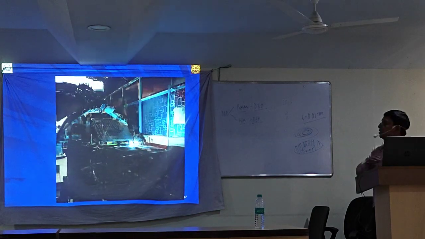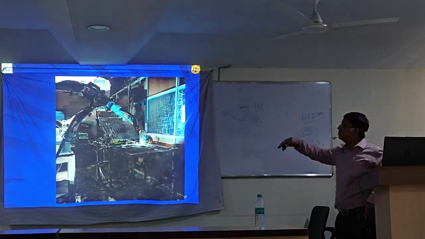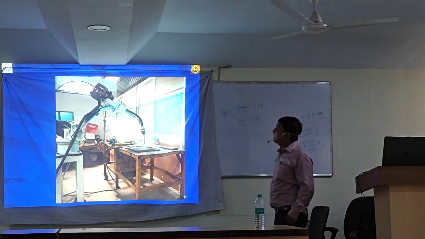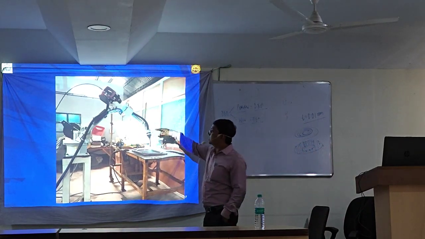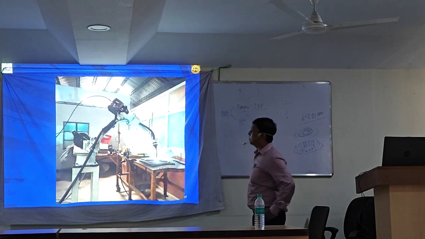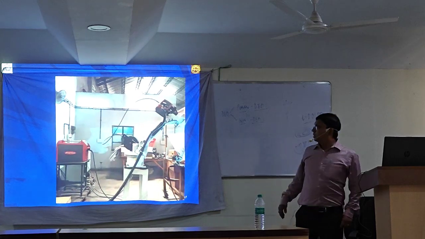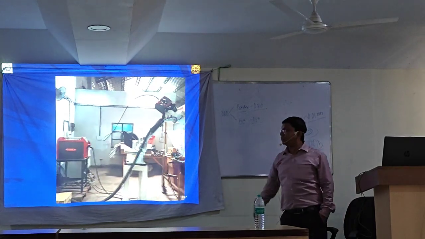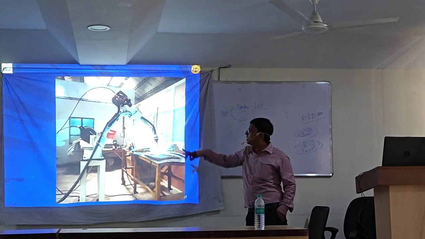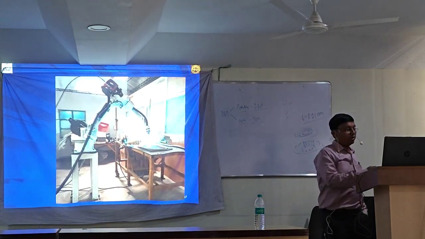So this is the 3D printing setup at our institute. This is 3D printing using the robot and the Fronius welding system. This is the Fronius welding setup. This is the wire feeder. Stainless steel wire is used.